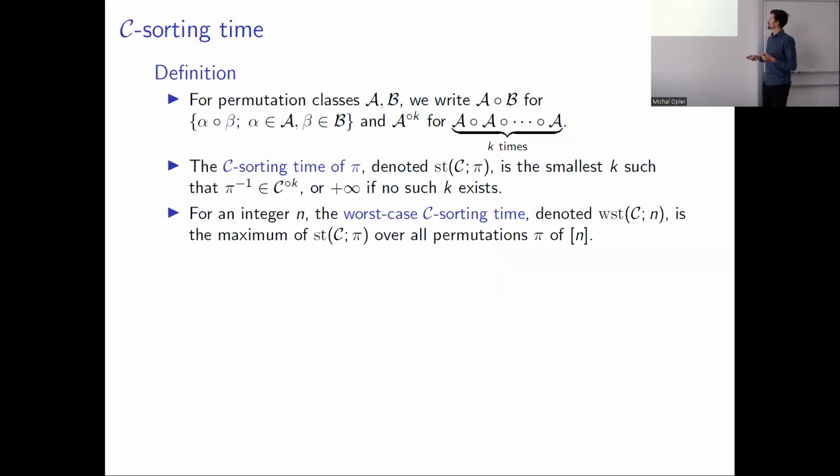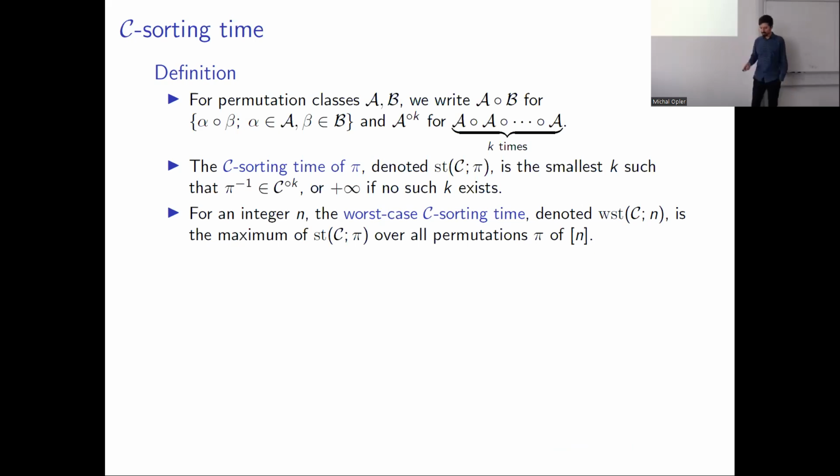Okay. And now finally, the formal definition of the sorting, so just a bit of notation. If I have 2 permutation classes, then by this composition, I mean I just take any pair of permutations from A and B and compose them. And this denotes the k-fold composition of the same class. So I take a k-tuple of permutations from the same class and compose them together.